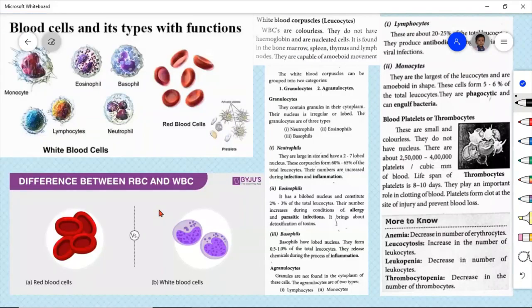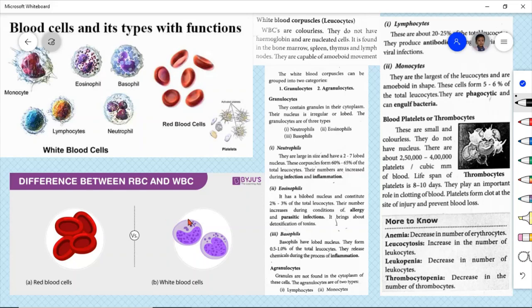Understood everyone? The second formed element is WBC or leukocytes. These WBCs are colorless. There is no color. Why? There is no hemoglobin. Hemoglobin is absent in WBC, but in the RBC, hemoglobin is present. Because of that only RBC is red in color. Here there is no hemoglobin, so it is colorless.